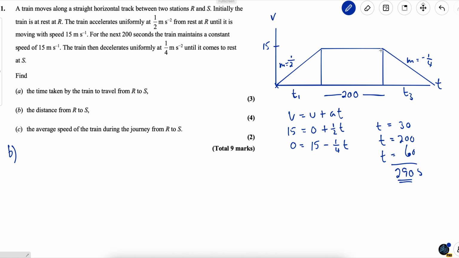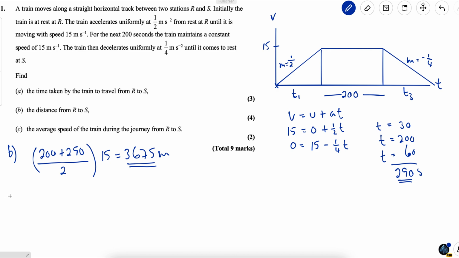The top is 200. The base we've worked out in part A of 290. So 200 plus 290 divided by 2 multiplied by the height, which is 15. And that gives me 3,675 meters, or 3.675 kilometers.